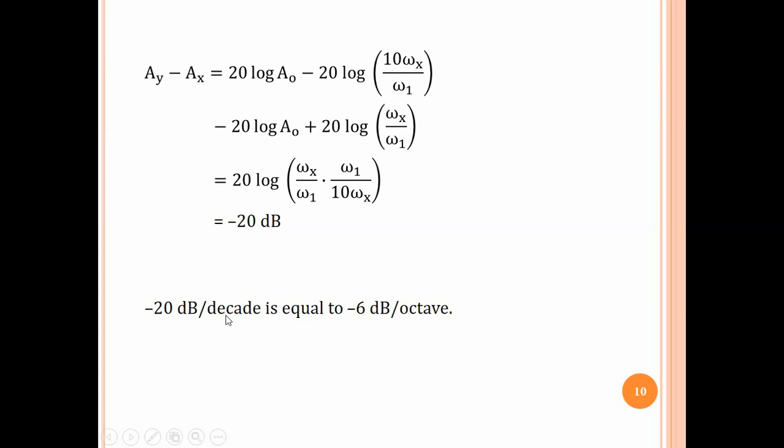Incidentally, 20 dB per decade is also equal to 6 dB per octave. Octave is doubling of frequency. A decade is 10 times, an octave is 2 times. You can prove to yourself that if instead of this 10, this was 2, then of course this will be log of 1 by 2, so minus log of 2, and log of 2 is 0.3. So 20 times 0.3 is 6 dB. That's how you get minus 6 dB per octave.